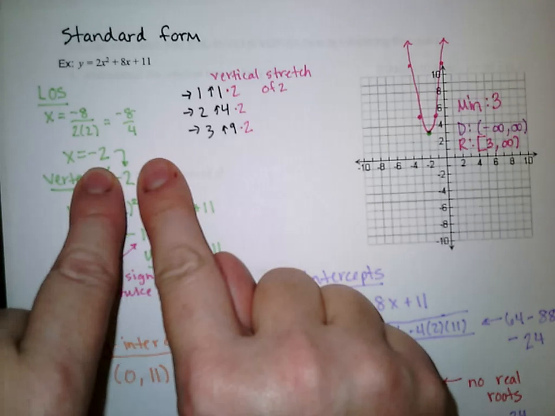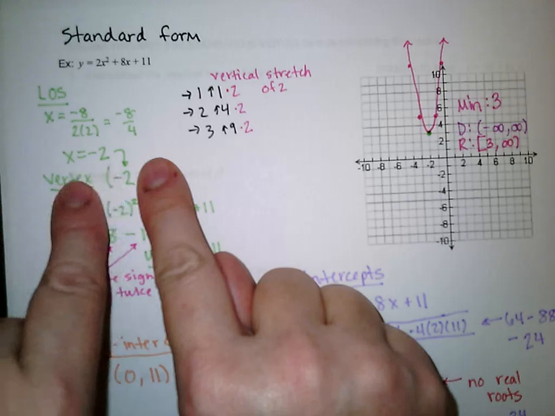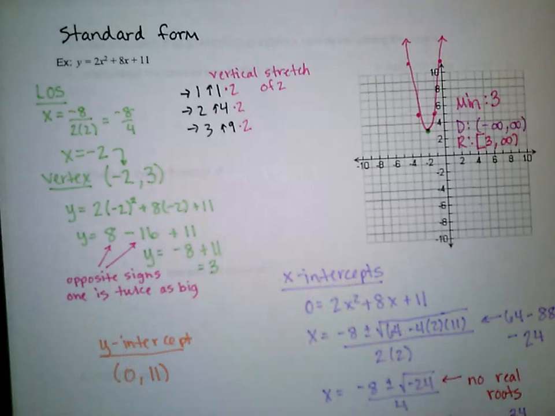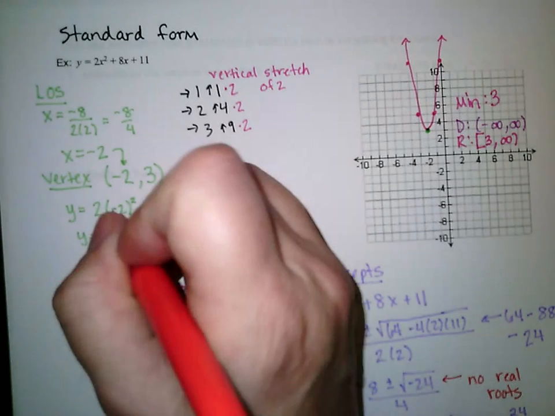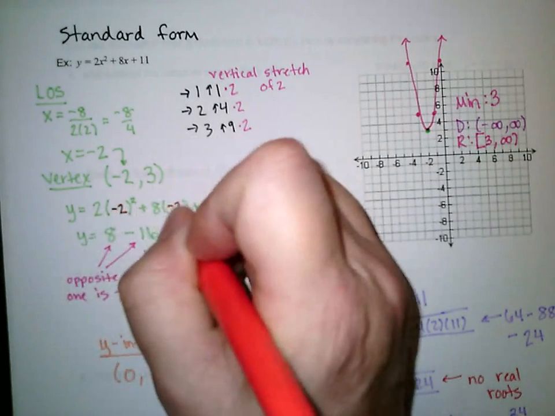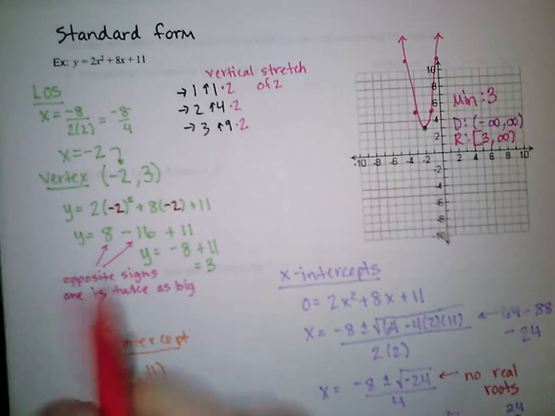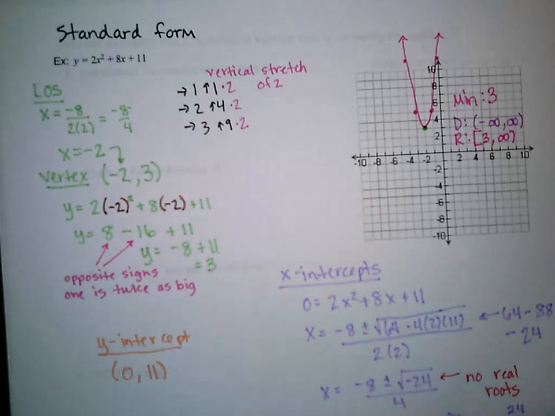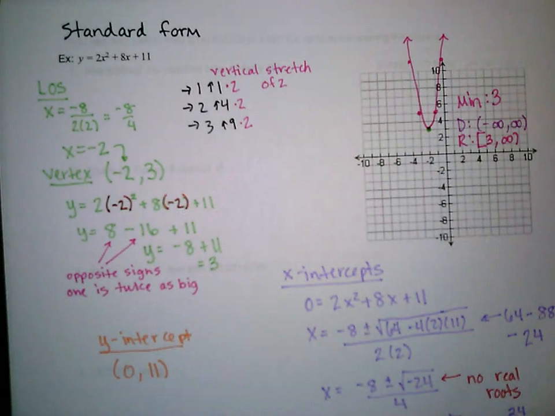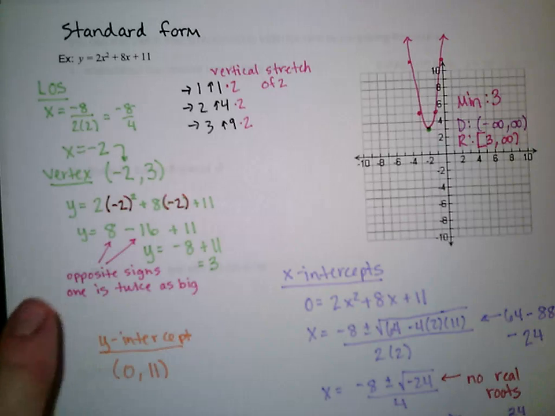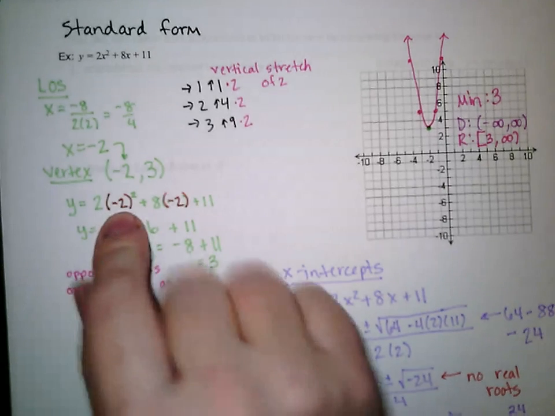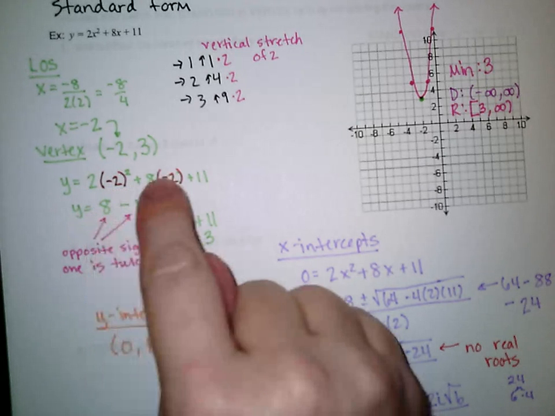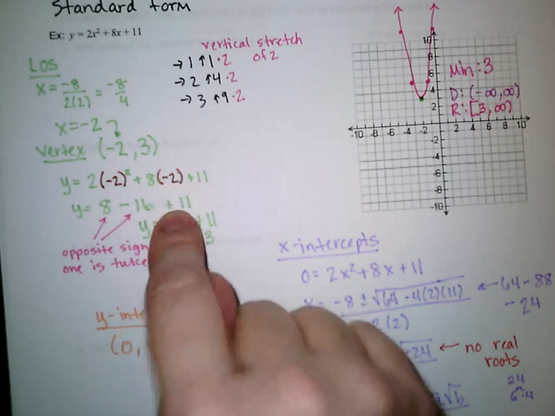So the line of symmetry is x equals negative 2, and the vertex will be at negative 2, comma, we don't know yet. But to find that y coordinate, we're going to replace all of our x's with negative 2's. So 2 times negative 2 squared plus 8 times negative 2 plus 11. Follow your order of operations. We'll see that negative 2 squared is 4, and then times 2 is 8. 8 times negative 2 would be negative 16, and then plus 11.